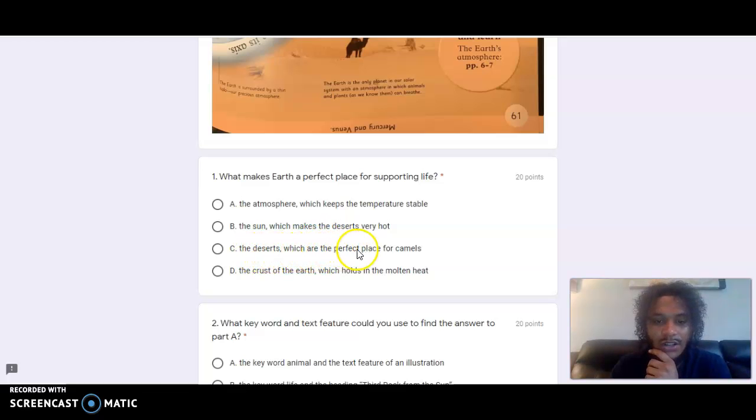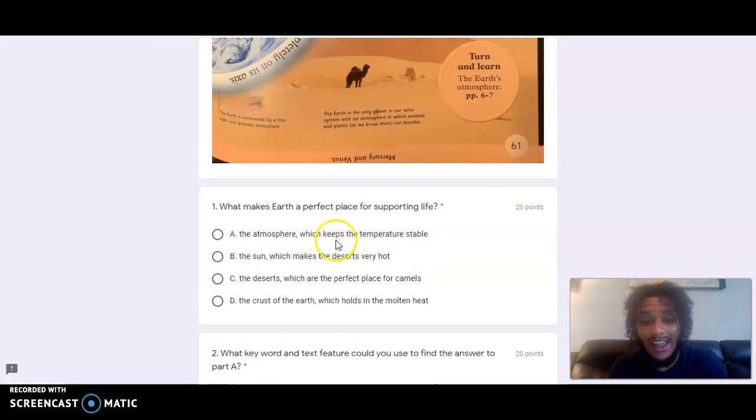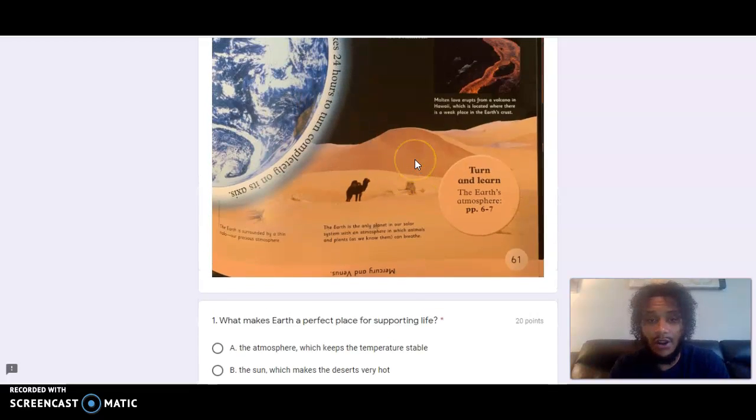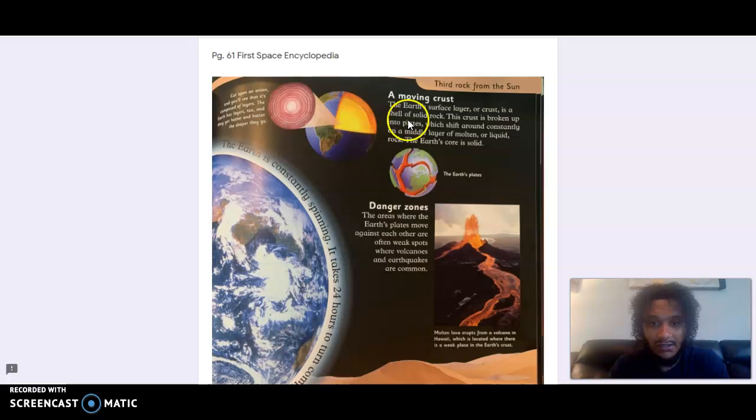See, the deserts, which are the perfect place for camels. Well, that tells me why it's a good place for camels to live, but it doesn't tell me necessarily why Earth is a perfect place. And the crust of the Earth, which holds in the molten heat. So let's go see out of A and D, because we eliminated B and C already. That doesn't tell me why Earth's a good place to live. So I'm going to look and see if I can find anything about the temperature or the crust of the Earth keeping in the molten heat.